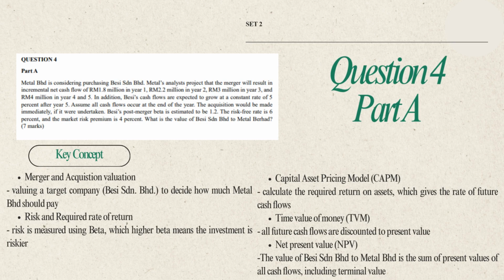Moreover, time value of money, where all future cash flows are discounted to present value. Next, net present value, where we calculate the value of Besi Sdn Bhd to Metal Bhd as the sum of the present value of all cash flows.